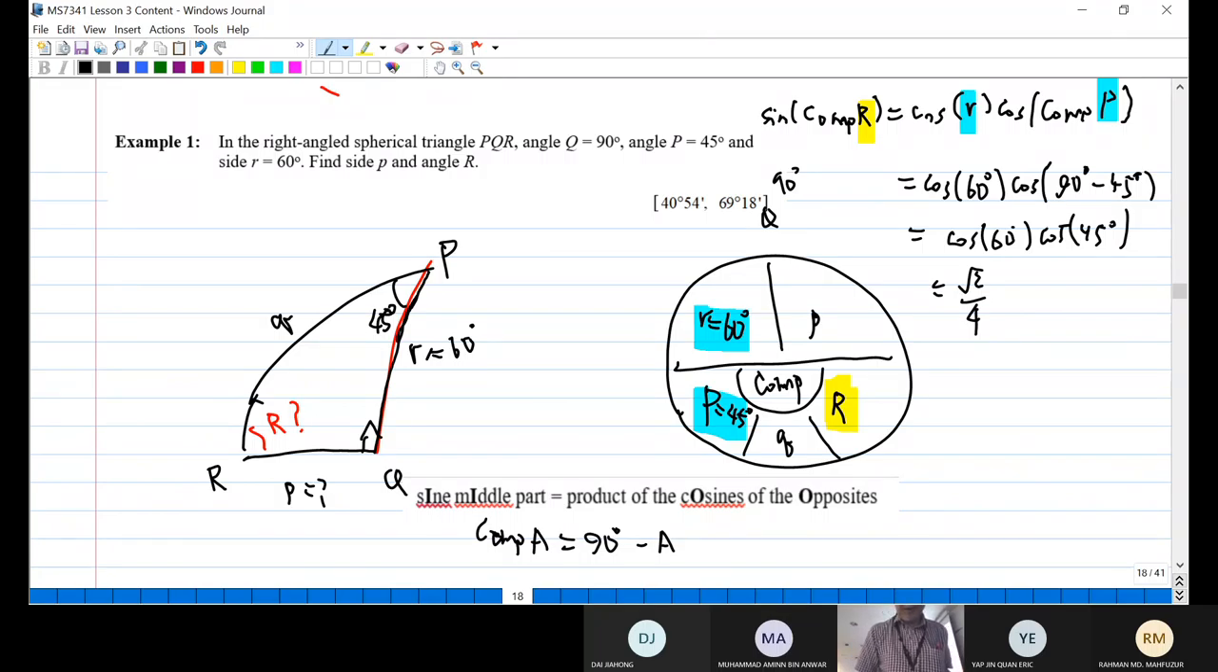So what does it mean? What is R now? Remember, this is 90 minus R. So com R is 90 minus R. From here, sine of com R, meaning 90 minus R here, is equal to square root of 2 over 4. So that means that 90 minus R is equal to sine inverse of square root 2 over 4. Let's try to figure out what square root 2 over 4 sine inverse is now.